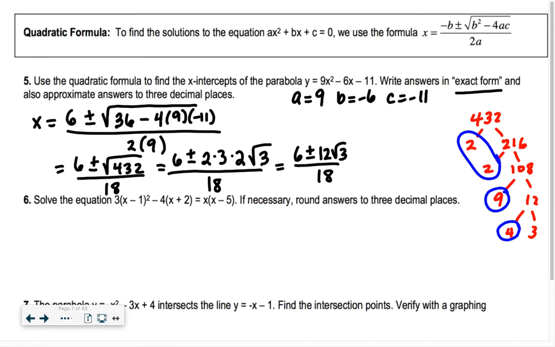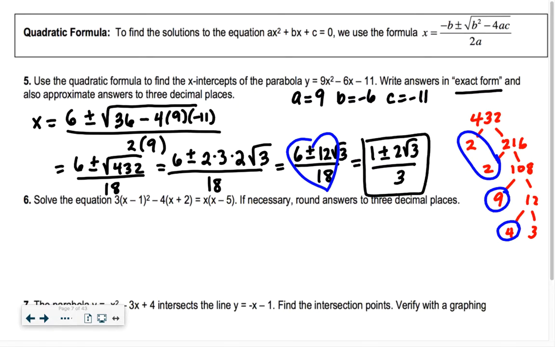So we have 6, 12, and 18. What do they all have in common? A 6. So this is where I drew a little cheesy heart in Algebra 2. And I said that that 18 goes both to the 6 and both to the 12. So we're reducing everything, but I would just reduce them by that 6. Okay, so if I reduce by 6, I get 1 plus or minus 2 root 3 all over 3. That is the fully simplified form.